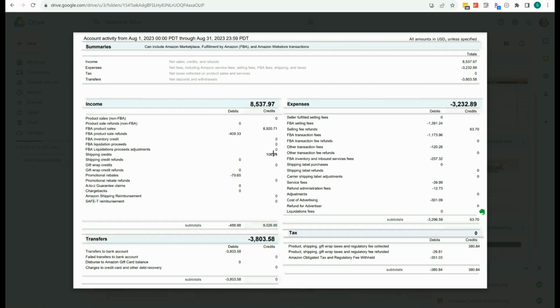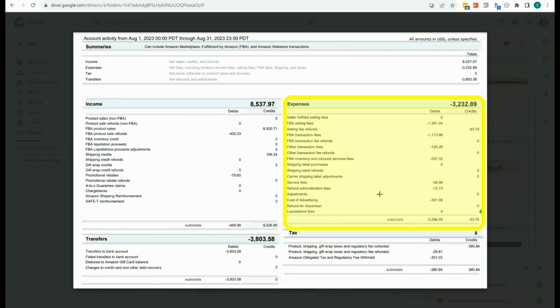In my previous video, I was combining shipping credits and their refunds, same with gift wrap and promotional rebates. But what I have since learned is because Amazon is not combining those on the 1099, it's much easier not to combine them during the year and separate them out. So we will be doing that.